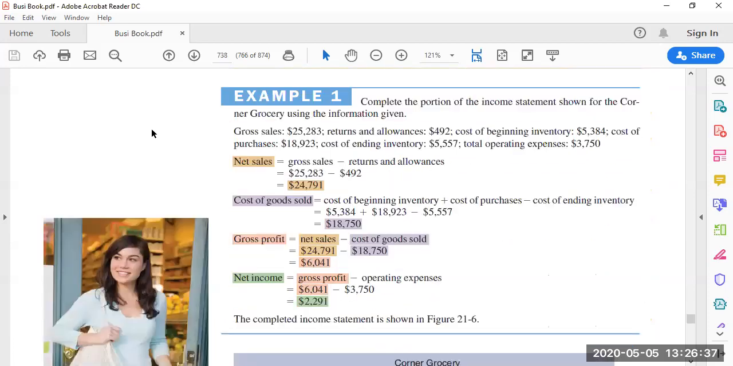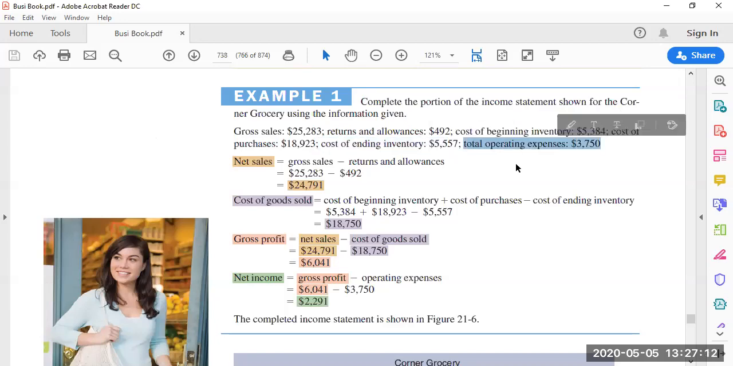In this example, we are given some information. We're asked to complete the portion of the income statement shown for this current grocery store. Here's the information given. They told us what the gross sales are, returns and allowances. They showed us what the beginning inventory is, cost of purchases, cost of the ending inventory, and the total operating expenses.